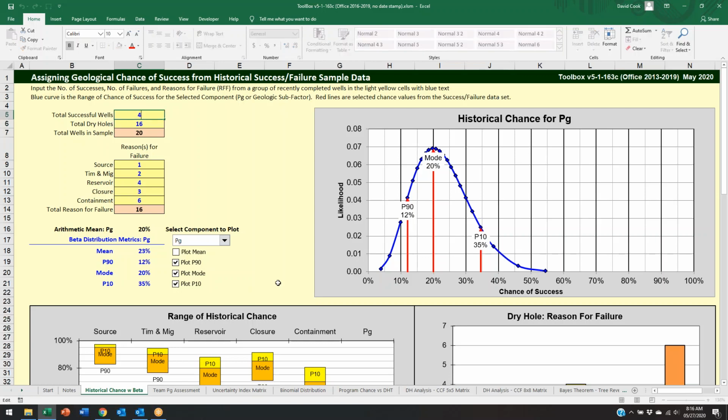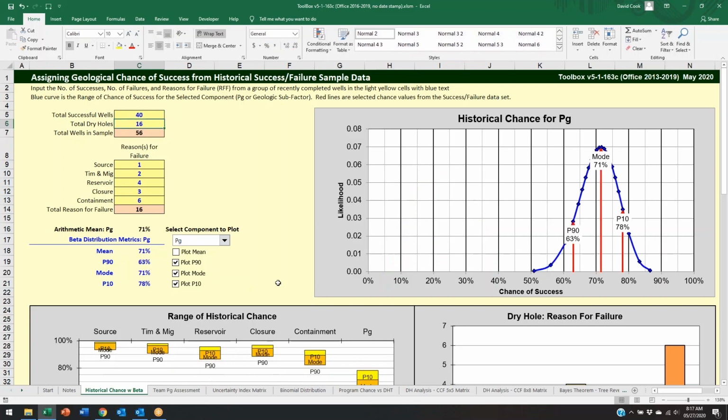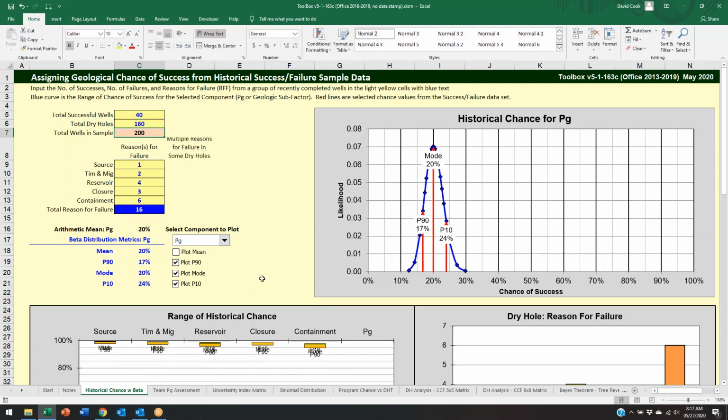So, for example, if we had 200 wells that we were going to take a look at, and let's change this to 40 successes with 160 dry holes for a total of 200 wells, you can see that the beta distribution is much better defined simply because of the number of samples that you have within that particular population, such that the P10 P90 ratio is 24 to 17. So a narrower uncertainty than what we were observing previously.